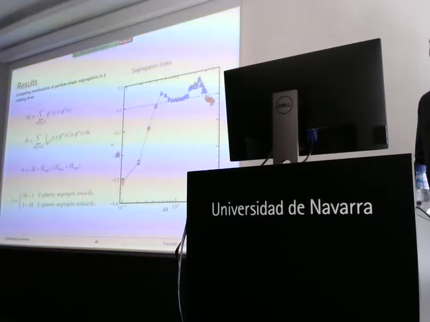The blue triangles mean that the spherical particles are going to the periphery, and the red circles mean that the spherical particles are going to the core of the drum.